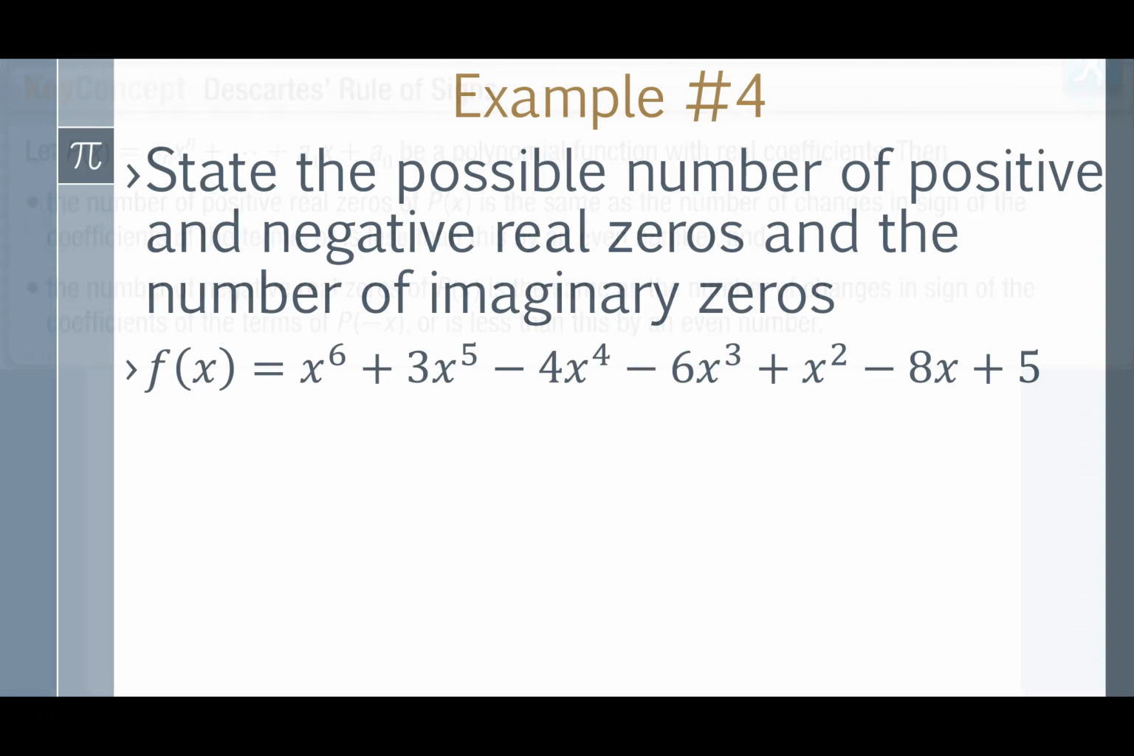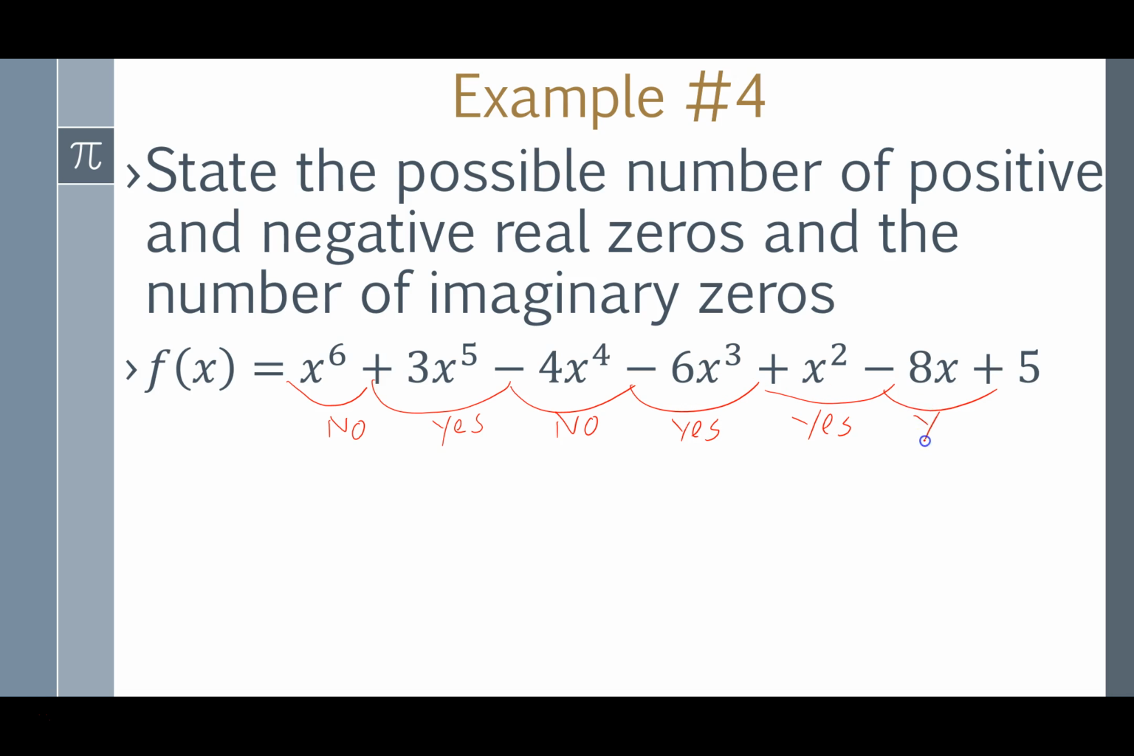So let's practice that out. We're given an original f of x function, and we want to count the number of sign changes to see how many positive zeros occur. So we notice that's a no. That didn't change sign, it's positive to positive. Positive to negative means yes. Negative to negative is no. Negative to positive is yes. Positive to negative is yes. Negative to positive is also yes. So for our positive zeros, we have 1, 2, 3, 4 yeses, so it could be 4, 2, or 0.